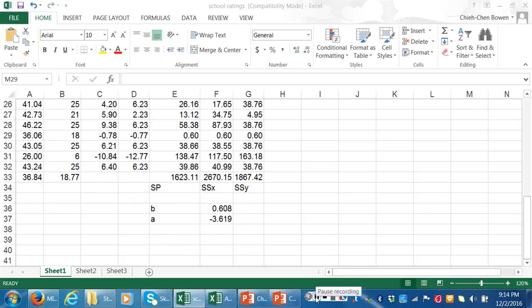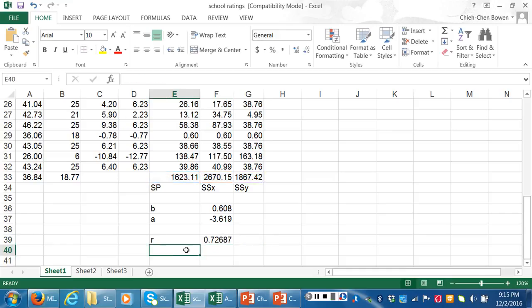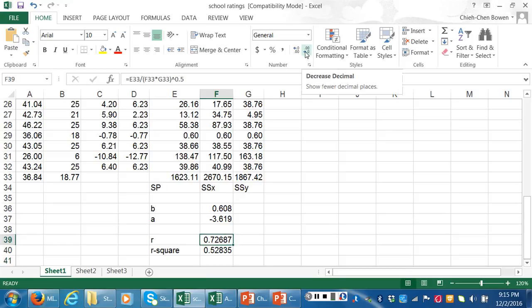Now you have the regression line, and you need to do a hypothesis test on the regression line. So as you remember, we need to calculate r squared. So start with r. R is XP divided by the sum of squares of x times the sum of squares of y, but you have to take a square root, so it's power 0.5. Okay, so this is r, and then for r squared, this value, power 2. We usually do 3 places after the decimal. So 0.727 is the Pearson's r, and r squared is 0.528.